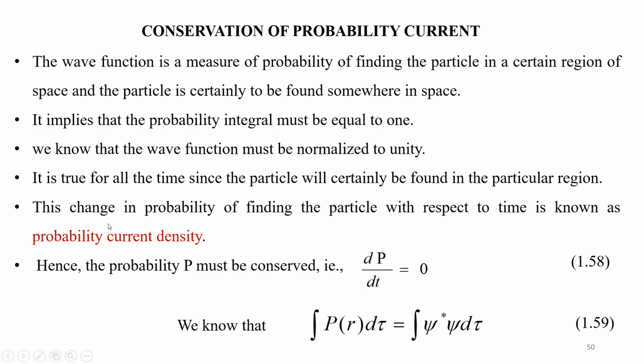This change in probability of finding the particle with respect to time is known as probability current density. Hence the probability P must be conserved, that is dP by dt equals 0. It implies that P is constant, P is conserved. We know already that P of R is defined as psi star psi, the product of the wave function and its complex conjugate.